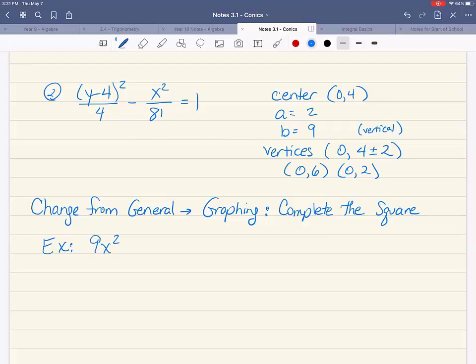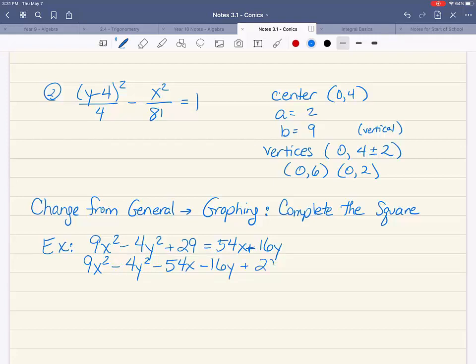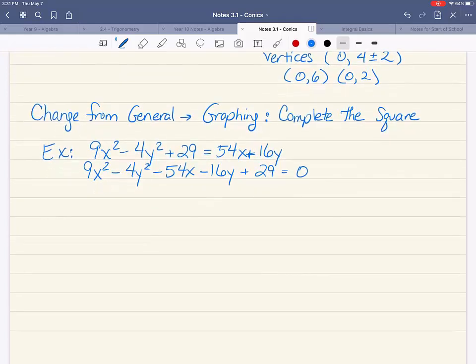So we have 9x squared minus 4y squared. Notice the difference in signs there. Plus 29 equals 54x plus 16y. Now this problem is all out of order. It's not even in true general form. That's the first thing we're going to have to do, is to put it into general form. So we have 9x squared minus 4y squared minus 54x minus 16y. Notice they both changed to negative. Plus 29, because the 29 didn't move to the other side, equals 0.